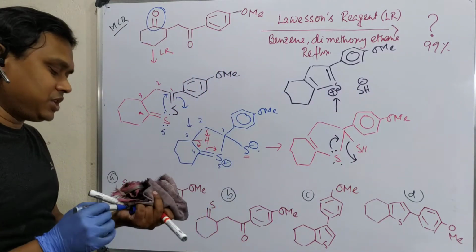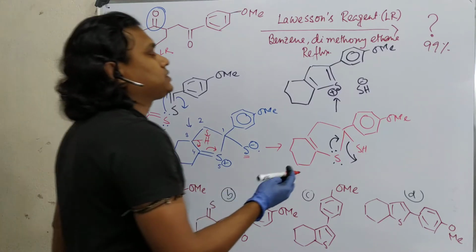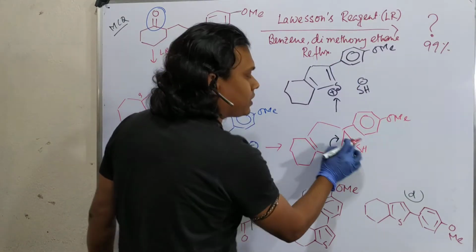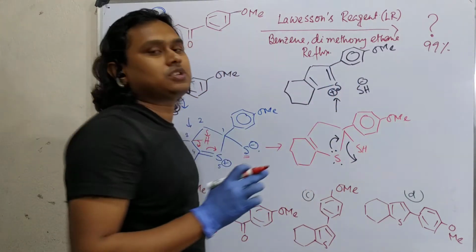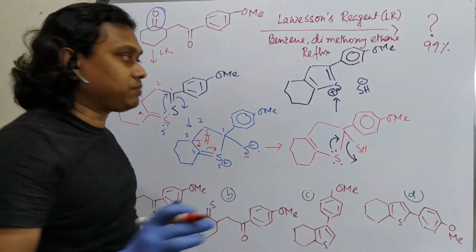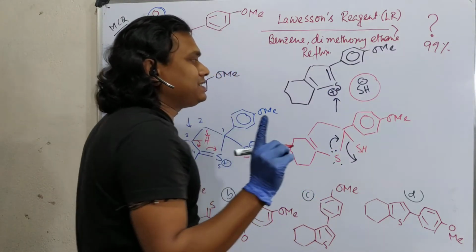Now you can ask me a question: sir, why will SH minus leave? First of all, when it leaves, there could be a carbocation formation also, or the sulfur can push. And this is a benzylic position, so any carbocation-type derivative formation is easier. Point number 1. Second, SH is formed, I agree, but there is another story.